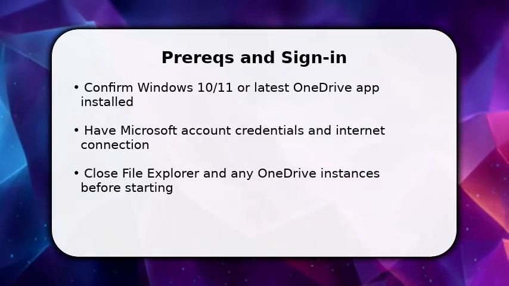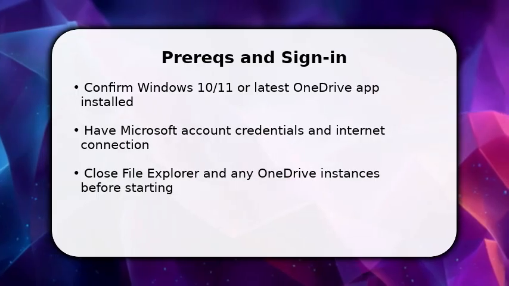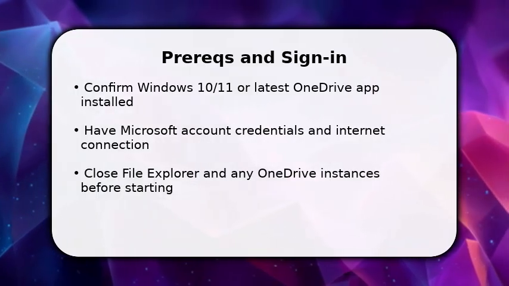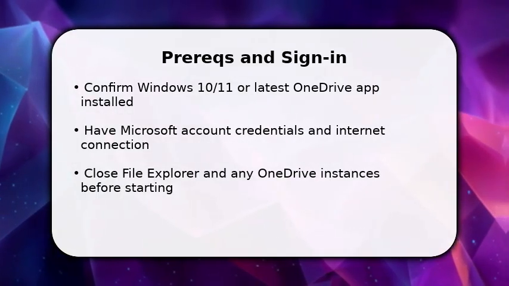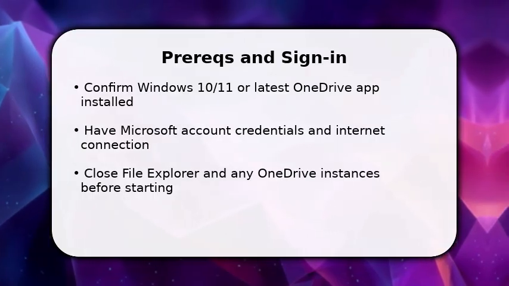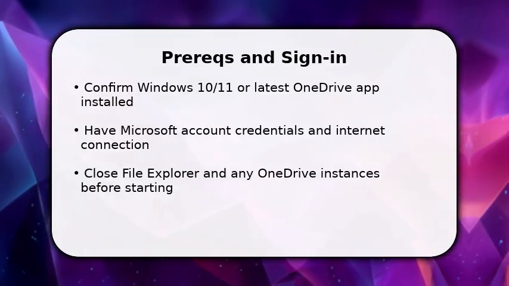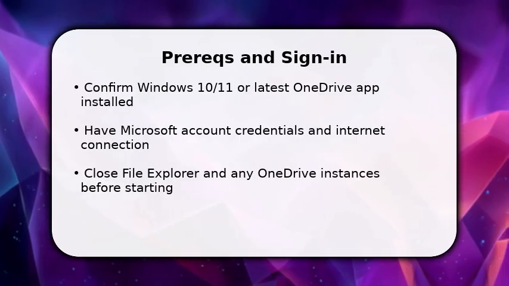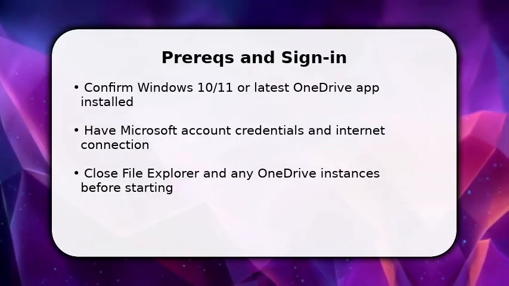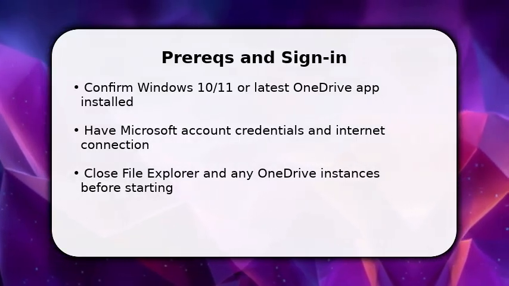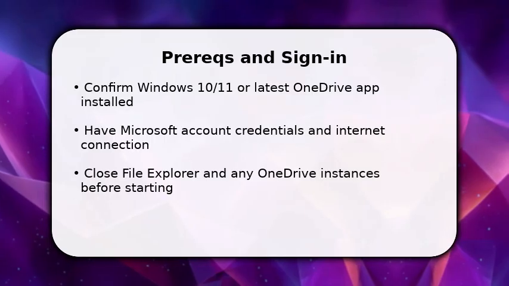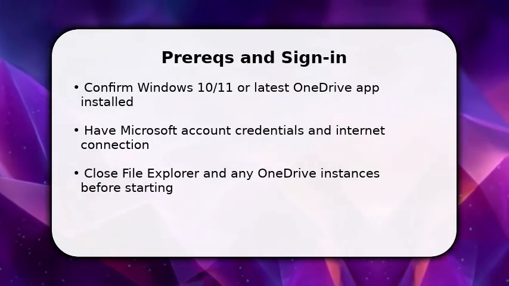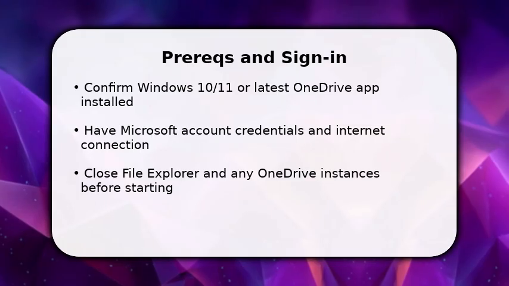You start by ensuring your system meets the prerequisites, Windows 10 or 11 and the latest OneDrive app. Sign in with your Microsoft account so OneDrive can create the local folder and sync metadata. Once signed in, pause any running OneDrive processes and close File Explorer to avoid conflicts. This step lets the installer map cloud storage into the Windows shell.